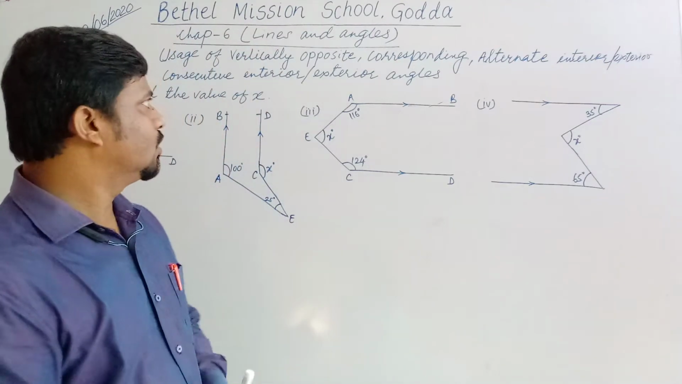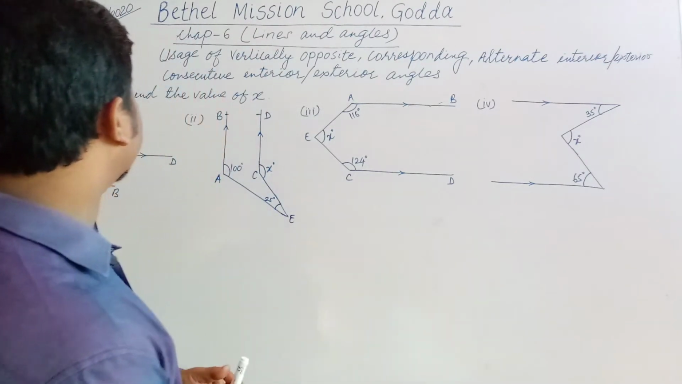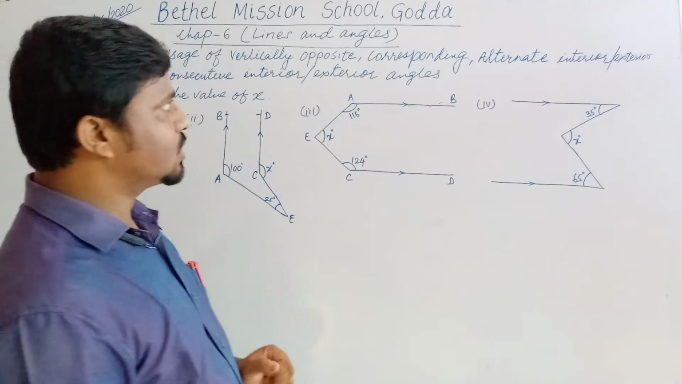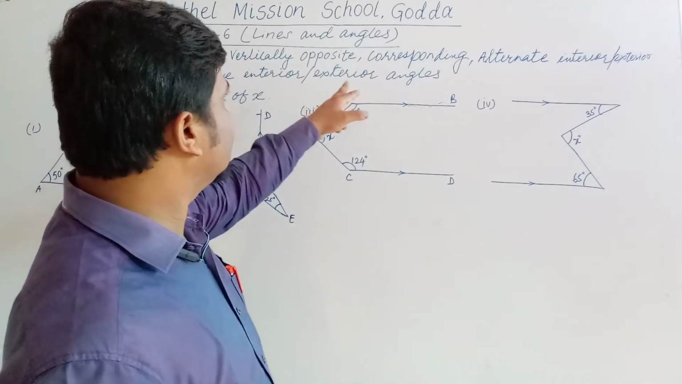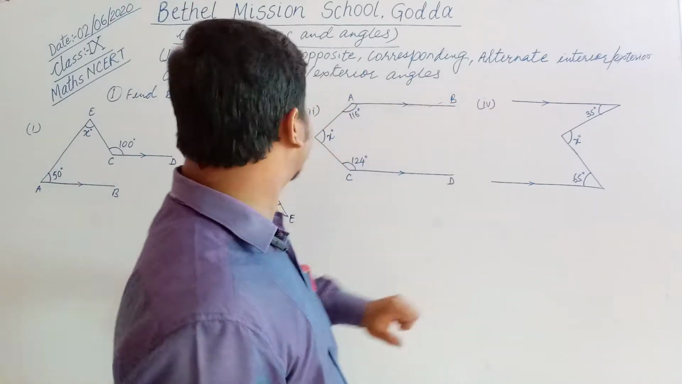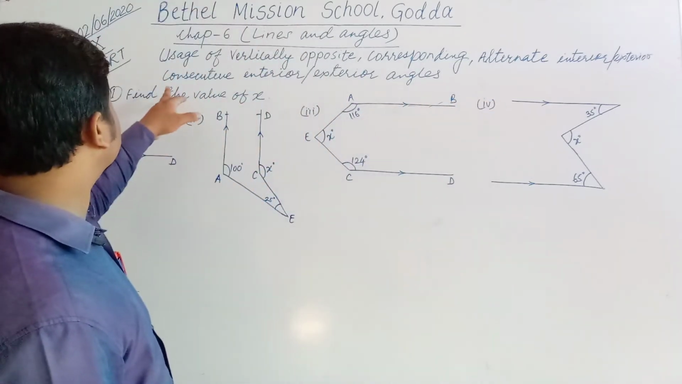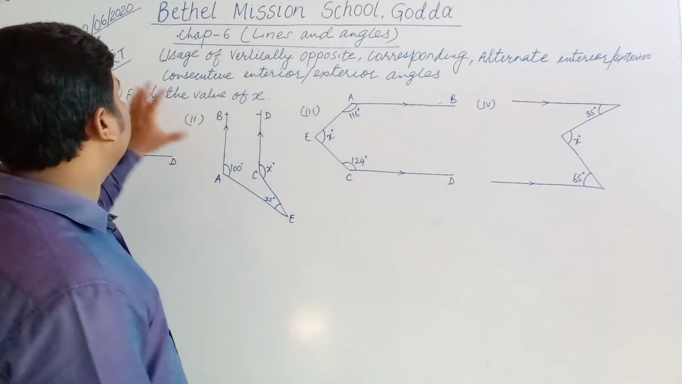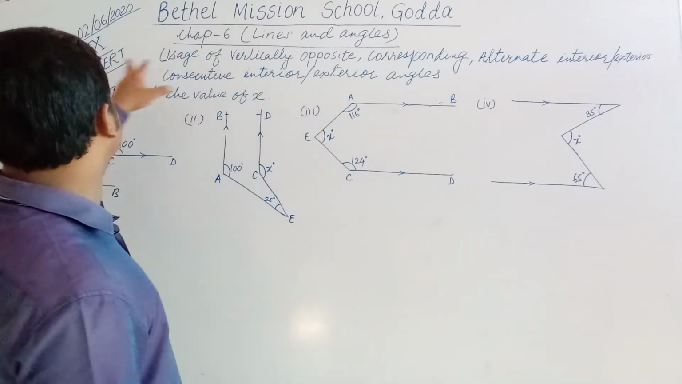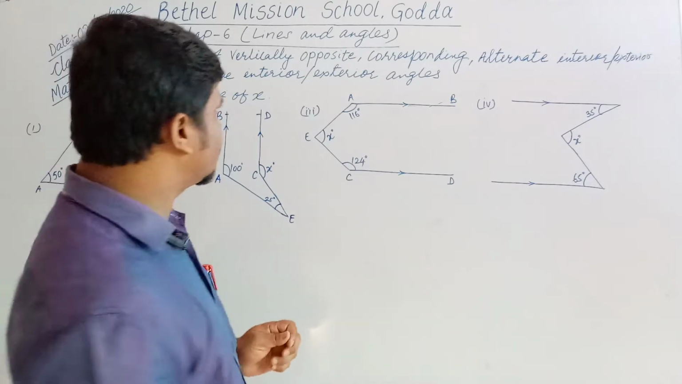Students, I am Kamal with some special properties of lines and angles. You can see on the board the usage of vertically opposite angles, corresponding angles, alternate interior or exterior angles, consecutive interior or exterior angles. This is from Chapter 6, Class 9 NCERT maths.